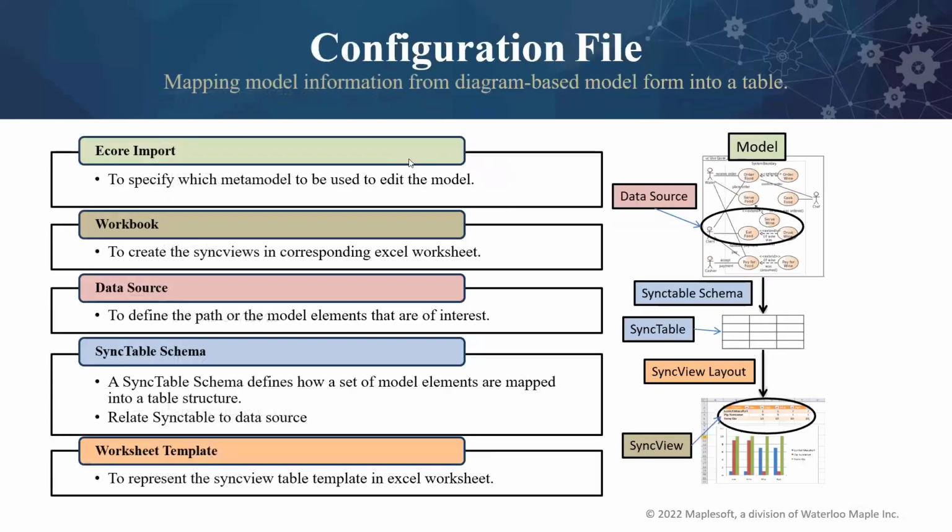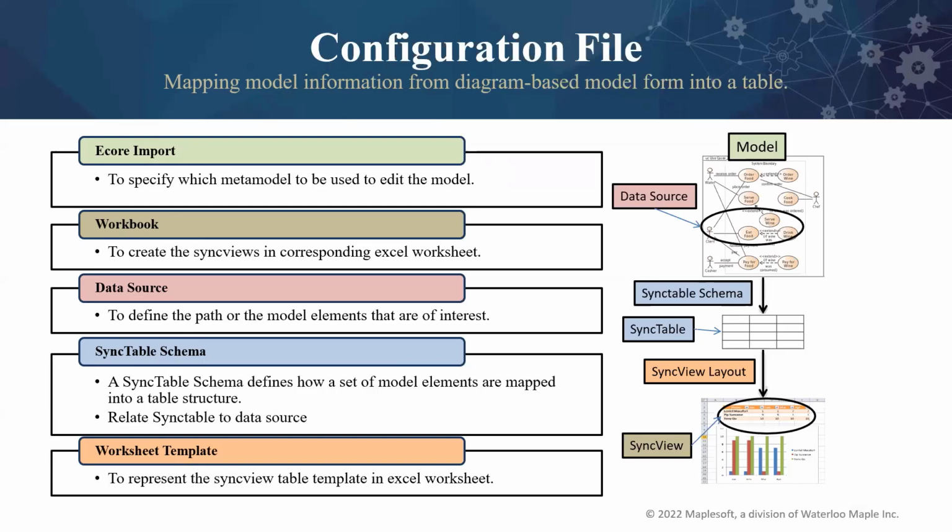So based on the queries that we have seen, we build the configuration file. The configuration file is nothing but a set of queries that will map information from our Capella model to the views that we are going to see in Excel, like tables or matrices and so on.